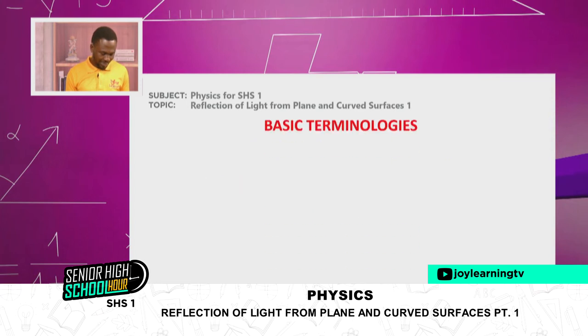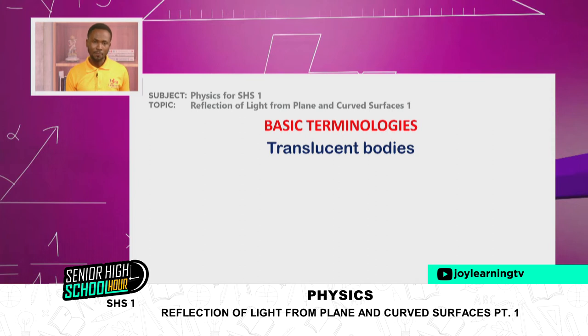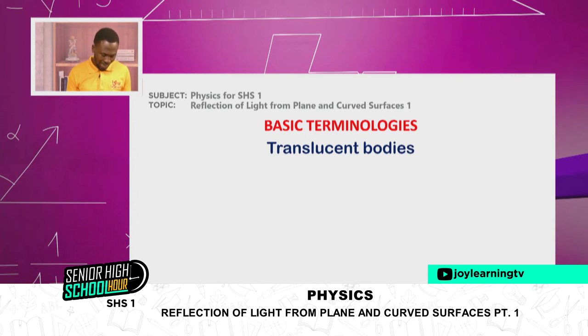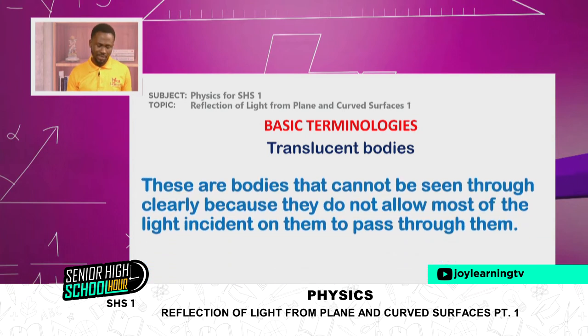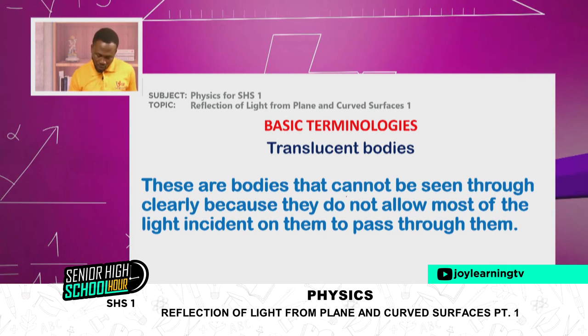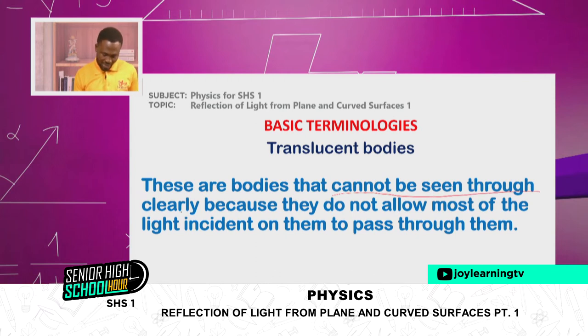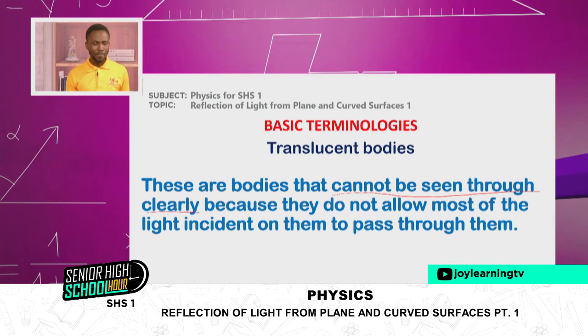If we have transparent bodies, we also have what we call translucent bodies. So what are translucent bodies? I am saying that these bodies cannot be seen through clearly. I am not saying they cannot be seen through. I am saying that they can't be seen through clearly. So you could see through a translucent body to some extent. And I'll show you a picture very soon.